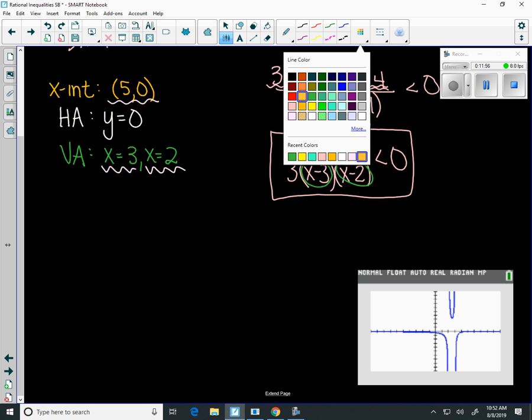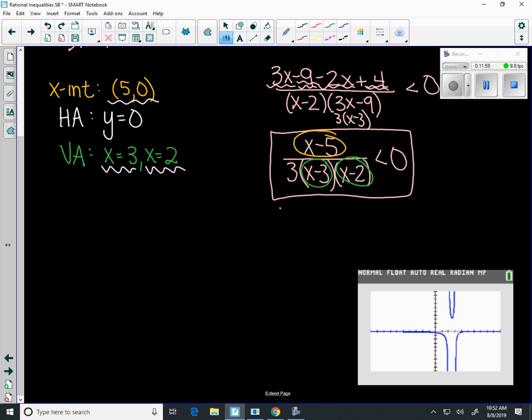So we want to look at, let's go left to right. We'll look at our vertical asymptotes first. We have that vertical asymptote, and we're looking at where we're less than 0 here. Where are we below the x-axis? So from negative infinity to 2, we are definitely below the x-axis. We know we don't have any roots there. We don't have any x-intercepts there because there are none in our equation. So from negative infinity to 2, we are below the x-axis.